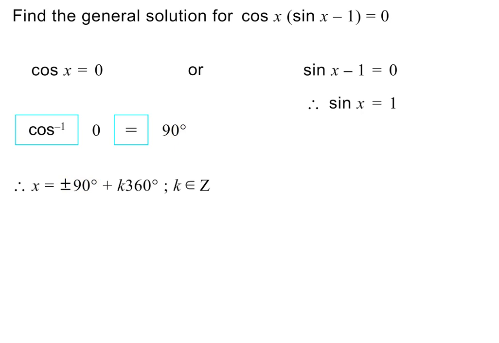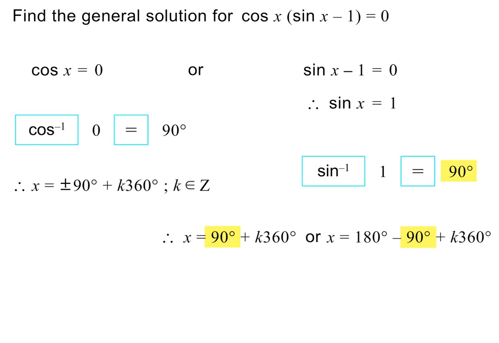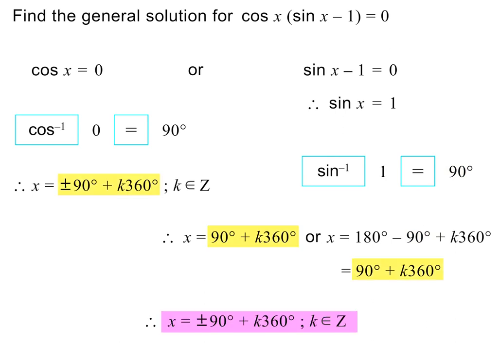On the right-hand side, we first need to rewrite the equation by adding 1 to both sides. We then do the following calculator work to get our angle. Again, the angle is 90 degrees, which we can use to write down the general solution for sine. And after simplifying, we get 90 degrees plus k 360 degrees twice. We therefore have 90 degrees plus k 360 degrees in all three answers. The final answer, which contains all the possibilities, is therefore plus minus 90 degrees plus k 360 degrees, where k is an element of the integers. This completes the question.